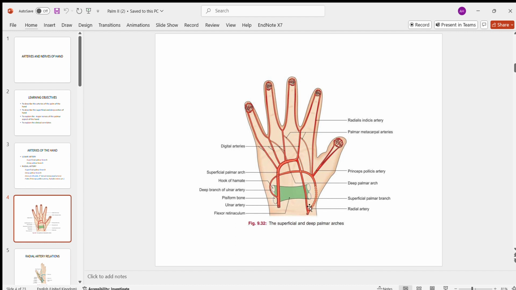Its main continuation goes inside, passes through the anatomical snuff box at this level, and then enters the palm. It gives off a princeps pollicis artery to the thumb. Then it gives off a radialis indicis artery to the index finger, and then it gives off three palmar metacarpal arteries which join the digital branches of the ulnar artery. Hence, this is the deep palmar arch, which is also supplying the palm of the hand.